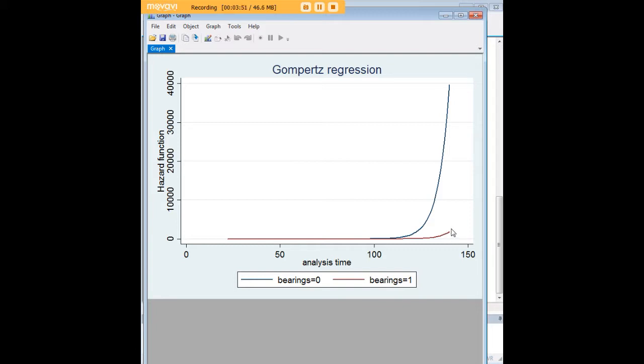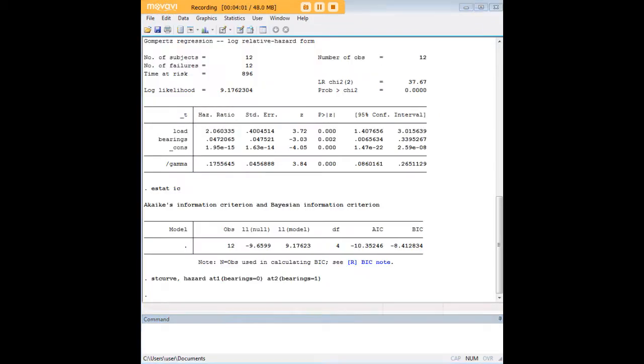The risk of the hazard increases here, but by far less than for the machines that do not have new bearings. Now, this might be a little more complicated to understand because we are talking about survival. We're talking about how long something goes. And in the hazard function graph that you saw, it might not be as easy to envision what that means with the real world data set.